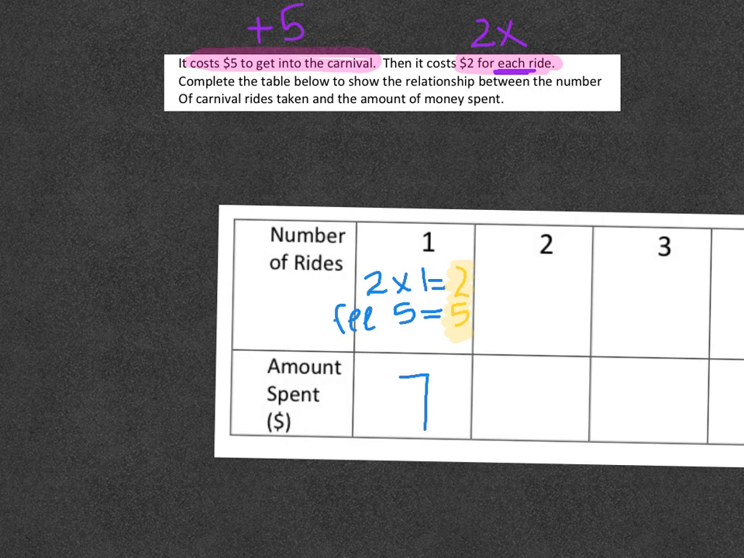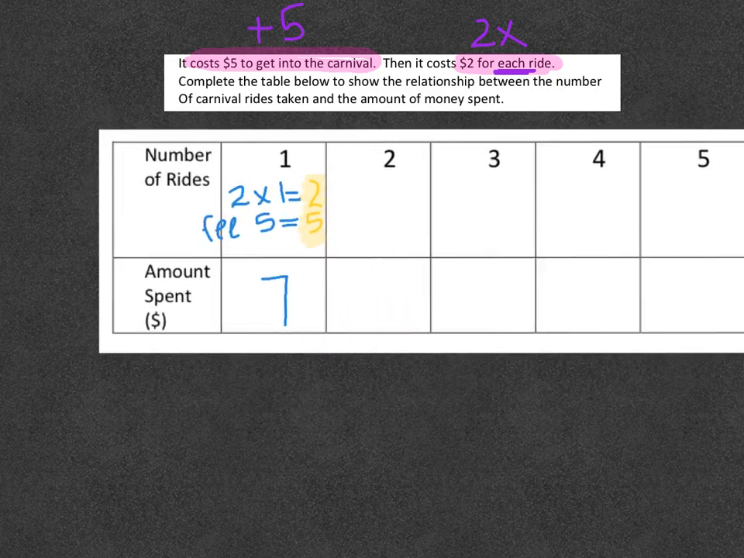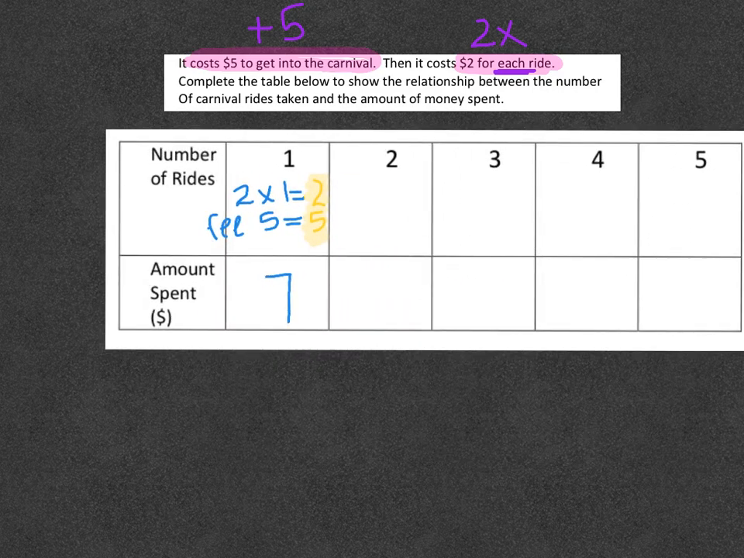You had to pay to get into the carnival. So the next spot, if I already have this first block filled in, technically I could just go through and keep adding 2, which would probably be what I would want to do, as long as my table was counting by ones. If it wasn't counting by ones, I could go back through and fill this in just like I did with the first one.